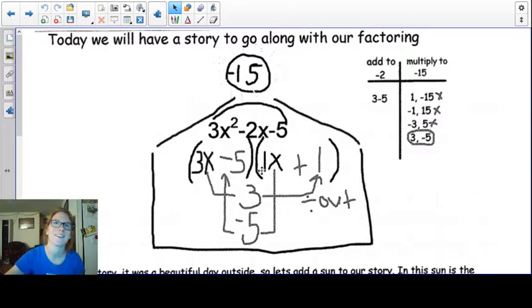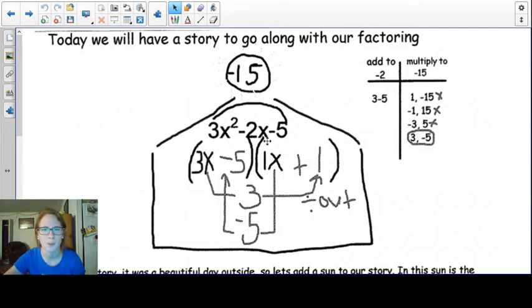So, we have a nice sunny day. And on my nice sunny day, I have the multiplication between my first term and my last term, which is negative 15. Because 3 times negative 5 is negative 15. On my nice sunny day, I'm going to go home. I'm going to go hang out at home.